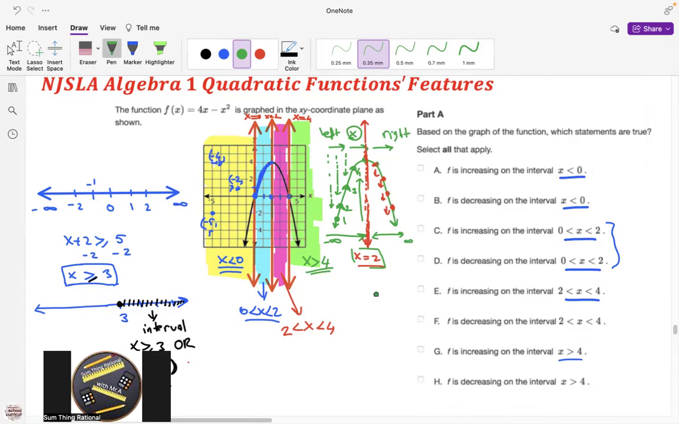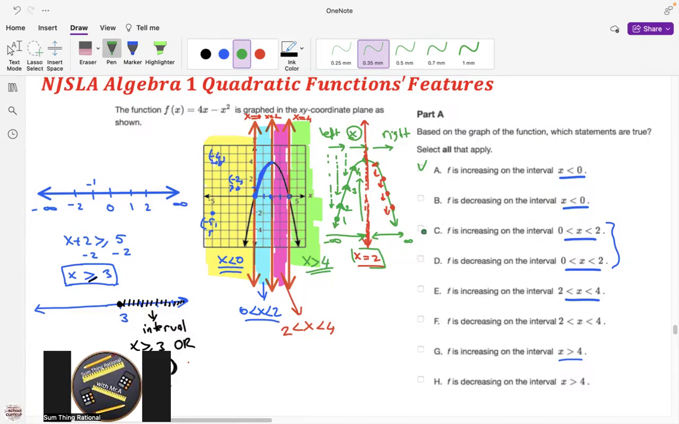So in this context, we need to check all options. Okay, so let's check the options. Now, after understanding this, definitely this is so easy. For x less than 0, is the function increasing? In the yellow region, yes, the function is going up. X less than 0, function decreasing? No. Is f increasing between 0 and 2? Yes, in the blue region.